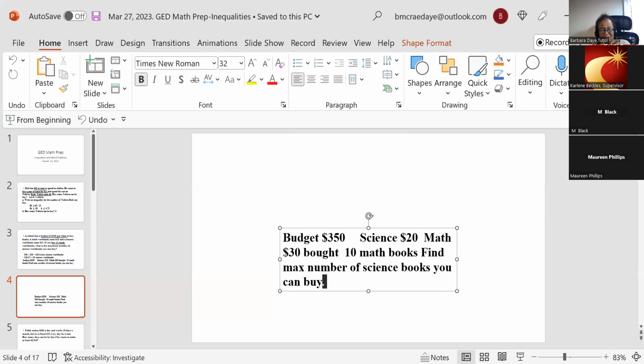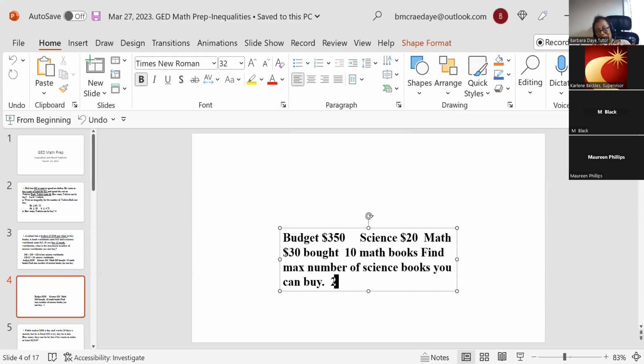If 10 maths book, math books is $30. 30 times 10 is how much, Maureen? 300. So from 300 from 350 leave $50. So how many science books you can buy? So one science book is how much? $20. So only two. One, 2. That's the answer. Two, leave 10. You can only buy 2 science books.